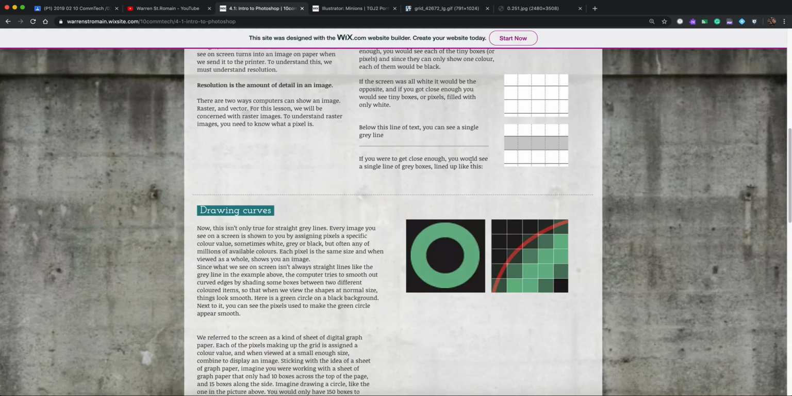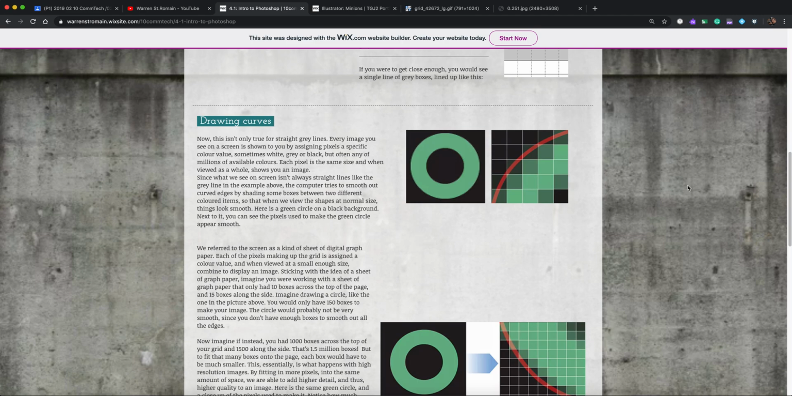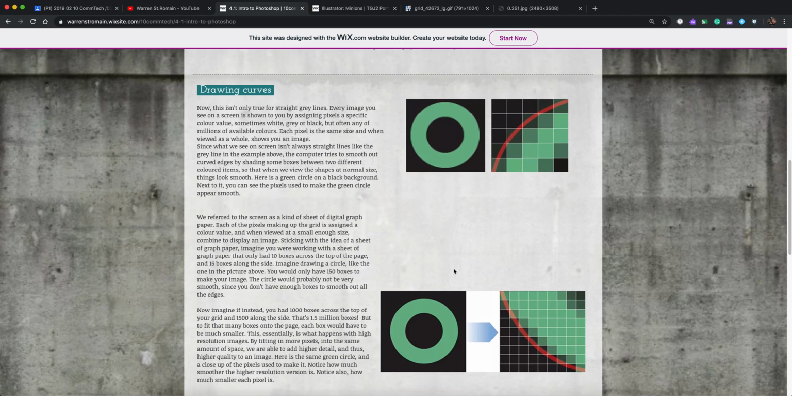So that's what we're talking about when we get into resolution. If we look at these two images, you can see that this one is just much smoother. Here we can see where those little jagged edges are. We call this pixelization, or pixelation.